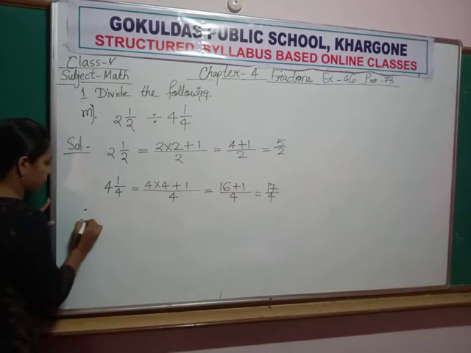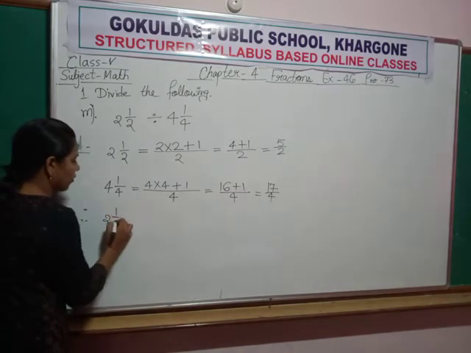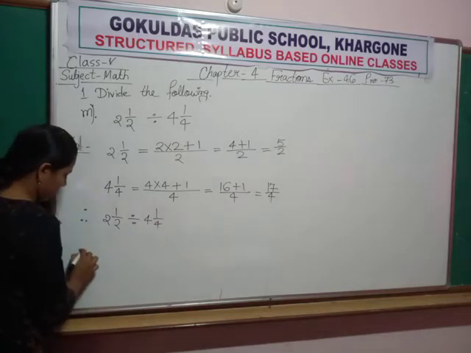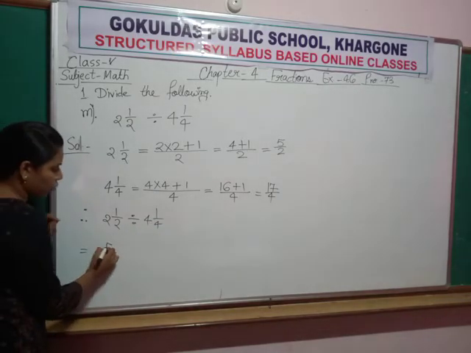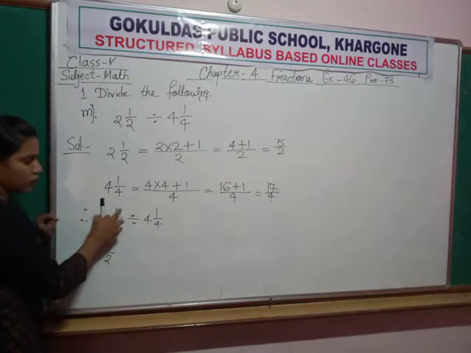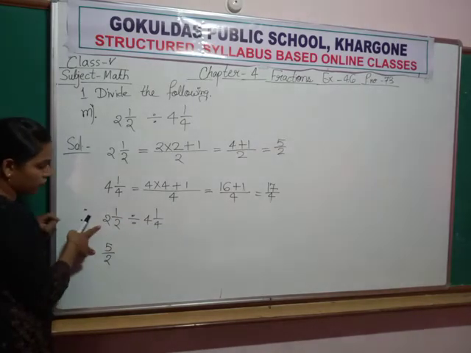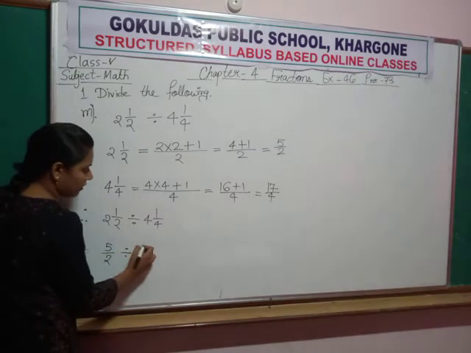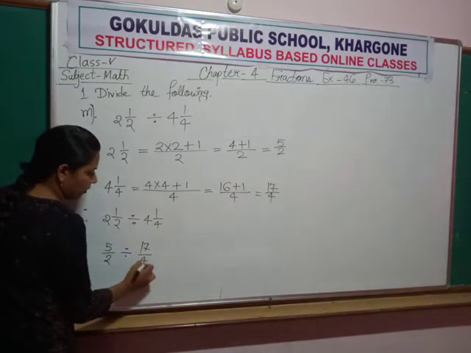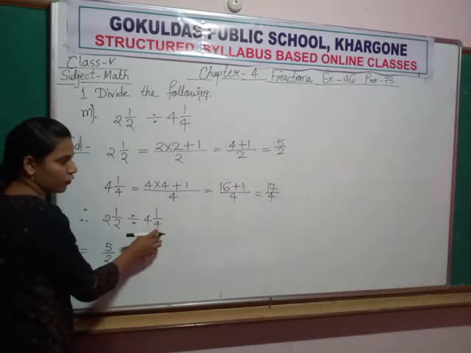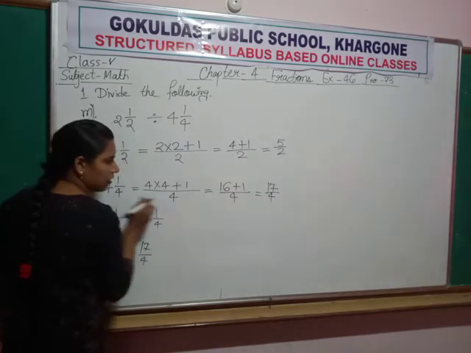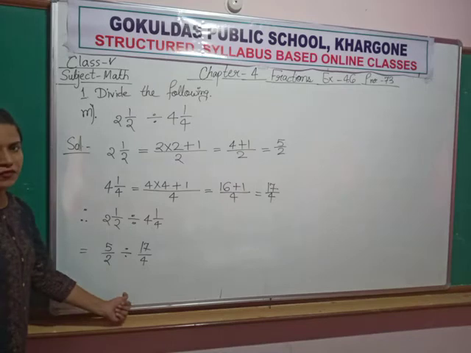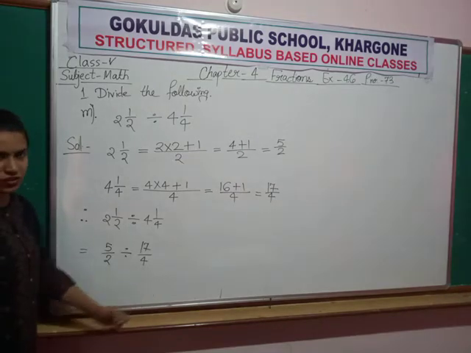Therefore, 2 is to 1 upon 2 divided by 4 is to 1 upon 4. We can write 5 by 2 at the place of 2 is to 1 upon 2. Why? Because they both are equal. We can write 17 upon 4 at the place of 4 is to 1 upon 4. Why? Because these are equal. Now we have two fractions to divide. Fraction divided by another fraction, right?